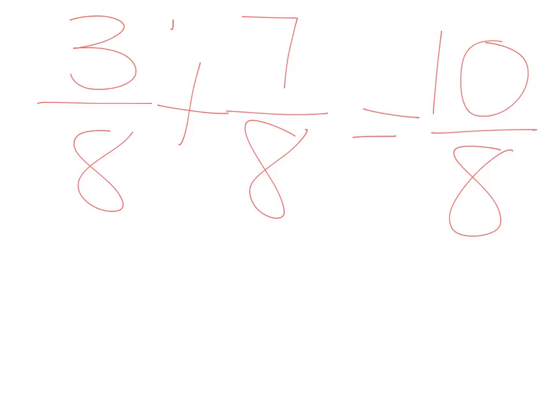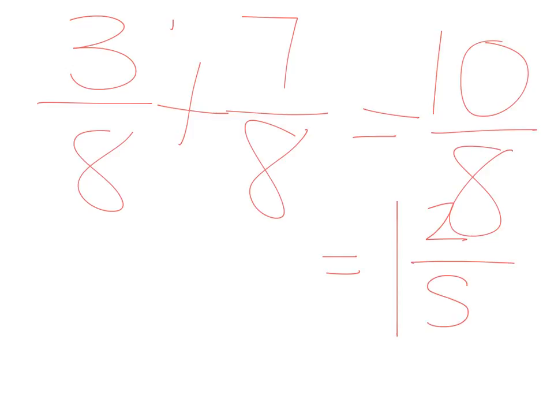Now, you know that you can't leave it like that. You can never leave it like that. It always has to be brought down to as low as it can go, and that's an improper fraction. We don't leave our answers in improper fractions. So what we do then is we go equals, and then we say, how many times does 8 go into 10? Well, it goes into 10 once with a remainder of 2.